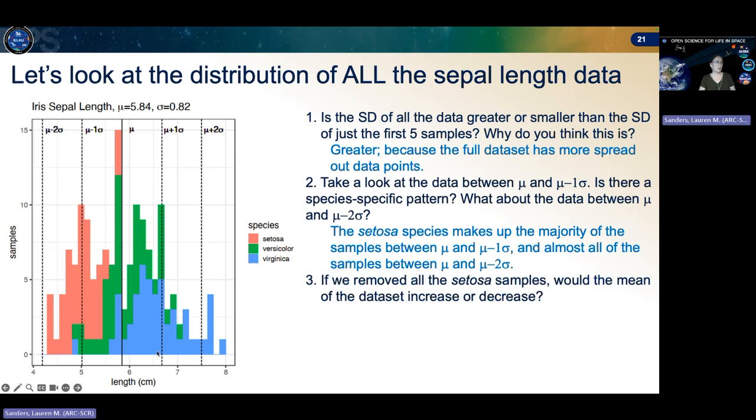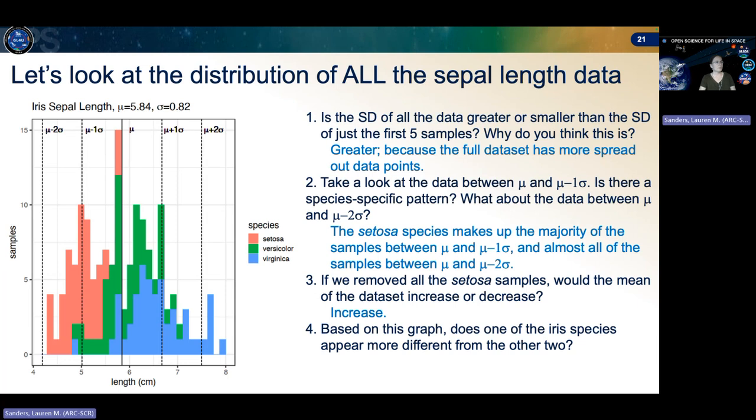So then let's say we got rid of all the Setosa samples. Would the mean of our data set increase or would it decrease? Well, if we got rid of all of those samples, then our distribution would start to be just the blue and the green samples, so our mean would increase. It would fall more between 6 and 7 centimeters.